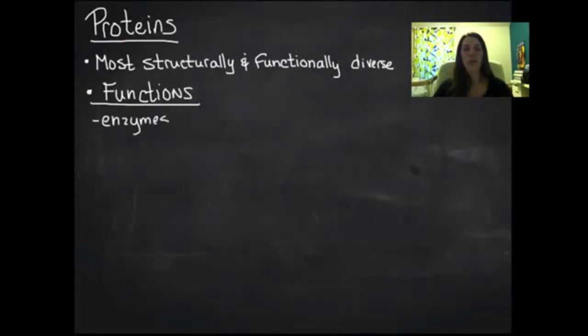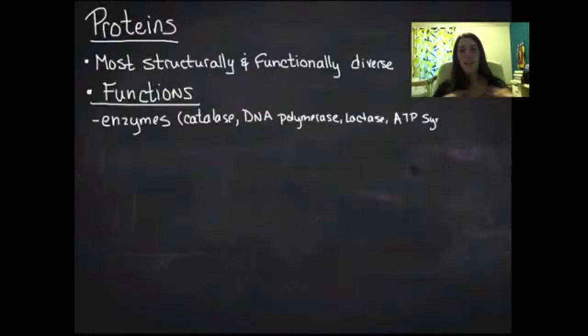First off, all the enzymes that we're going to talk about this year are proteins. We're going to have a whole separate set of notes on enzymes, but enzymes are proteins, okay? So an enzyme is a protein. It's got a specific shape. It does a specific job, either building something or breaking something down. The examples that we're going to talk about the most in class are catalase, DNA polymerase, lactase, because I'm lactose intolerant, and ATP synthase.